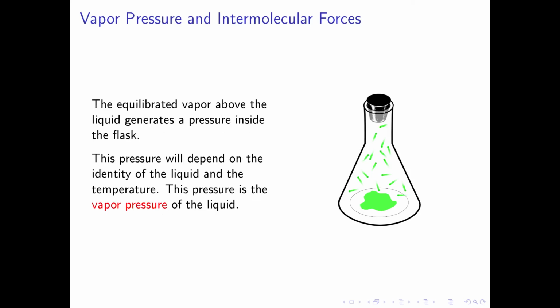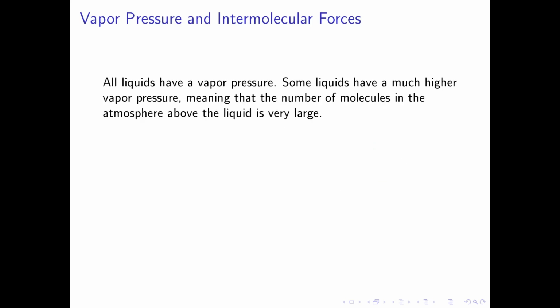The equilibrated vapor above the liquid generates a pressure inside the flask. This pressure will depend on the identity of the liquid and the temperature. This pressure is the vapor pressure of the liquid. All liquids have a vapor pressure. Some liquids have a much higher vapor pressure, meaning that the number of molecules in the atmosphere above the liquid is very large. A liquid such as gasoline has a high vapor pressure.